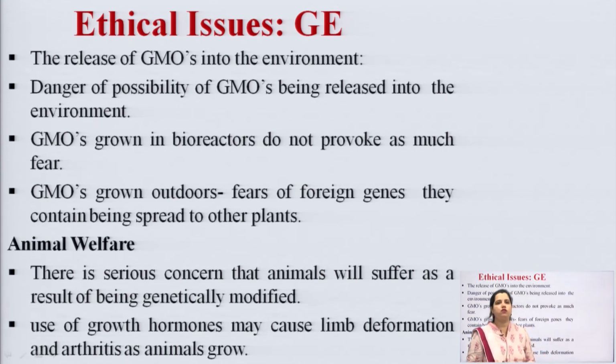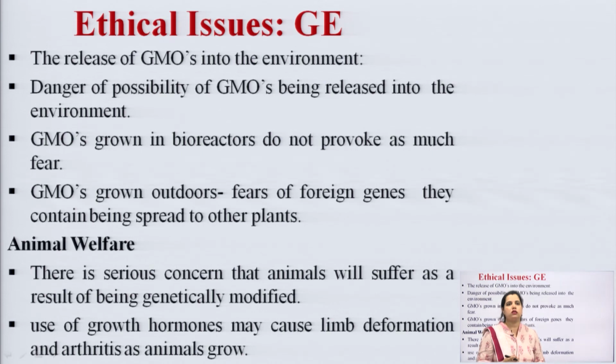Danger of the possibility of GMOs being released into the environment. Yes, of course, there is a possibility that if we release that species into the environment before knowing its bad aspects, it might harm the environment, right. GMOs grown in bioreactors do not provoke as much fear; bioreactor-produced GMOs do not have much effect on the environment. For GMOs grown outdoors, there are fears that the foreign genes they contain will be spread to other plants. Yes, spreading is quite possible here, right.